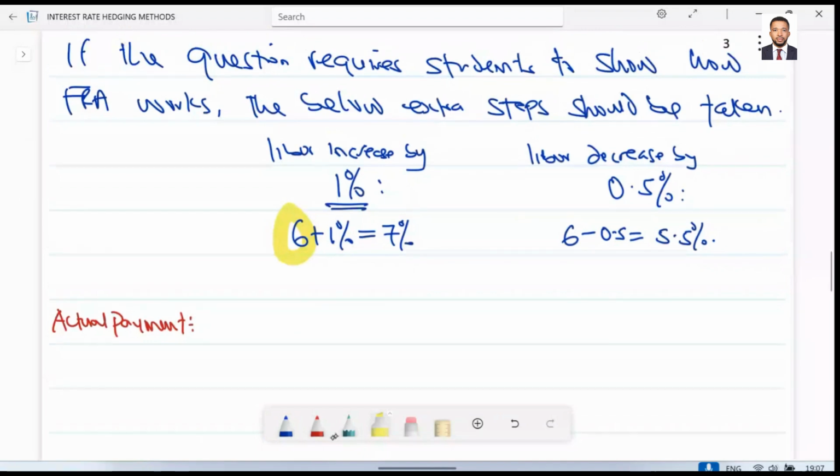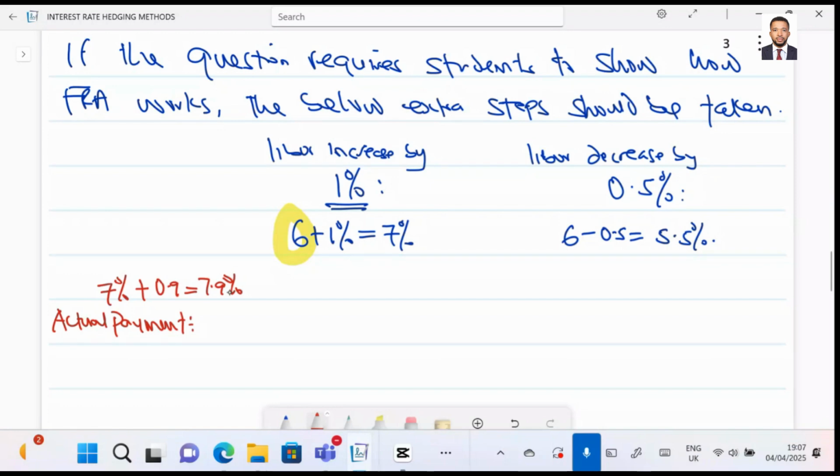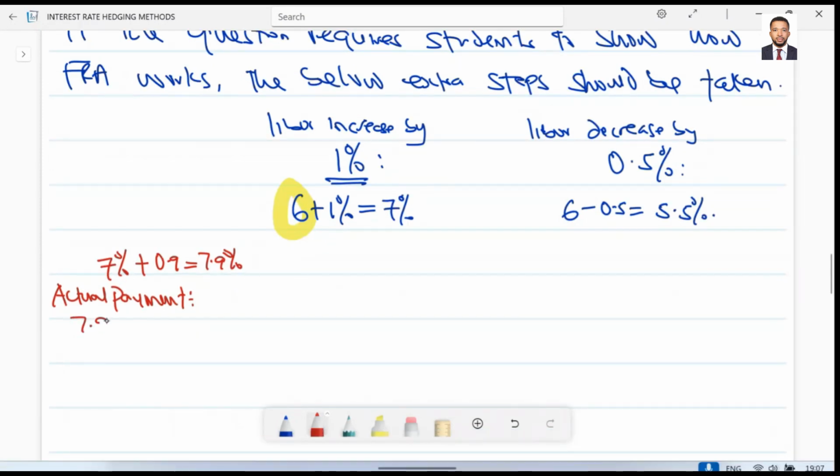This guy, actual payment here will be 7% plus his capacity, which is how much? 0.9. So that means the bank will debit the person 7.9% actual, because that is the closing rate at the end of the period. So now this will be 7.9% multiplied by 150 million multiplied by 2/12.